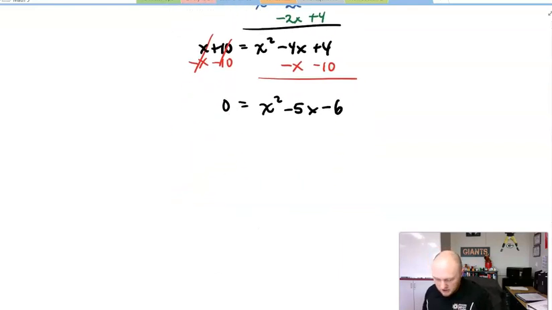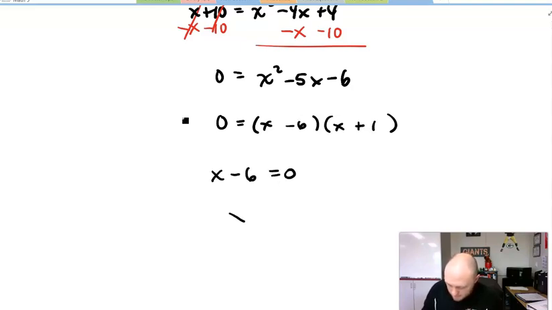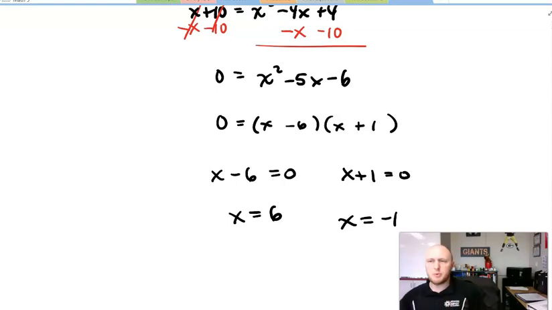All right, so we're going to go ahead and factor this. So 0 is equal to x. What factors of negative 6 give us negative 5? It's going to be minus 6 plus 1. And then our solution is x equals 6, x equals negative 1. So those are our possible solutions.